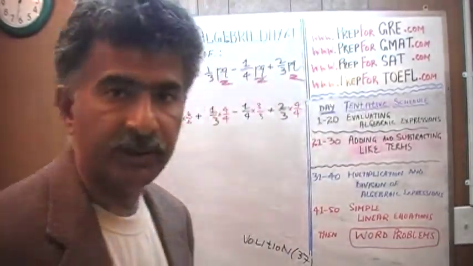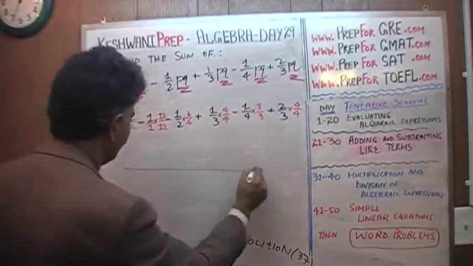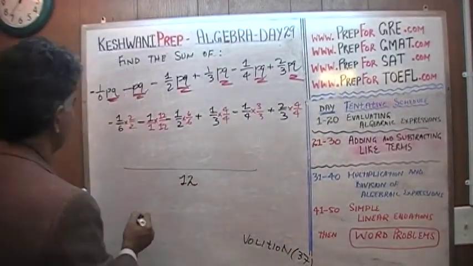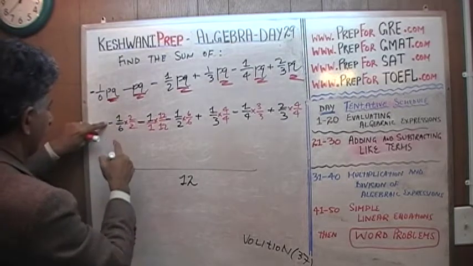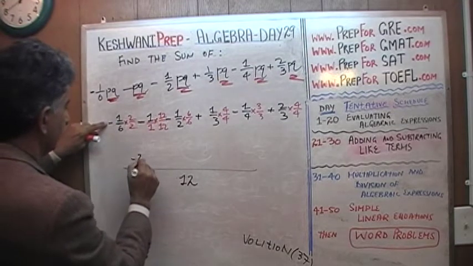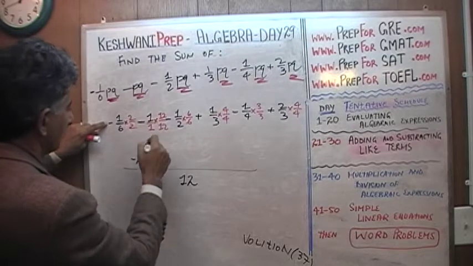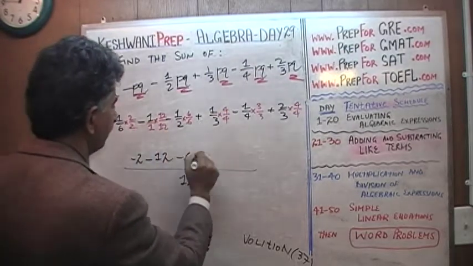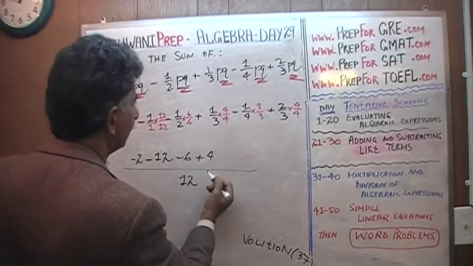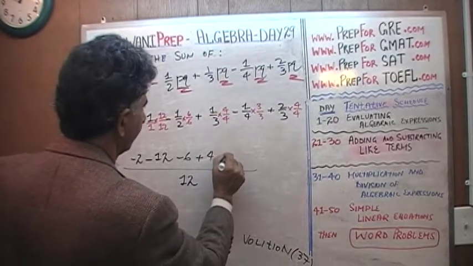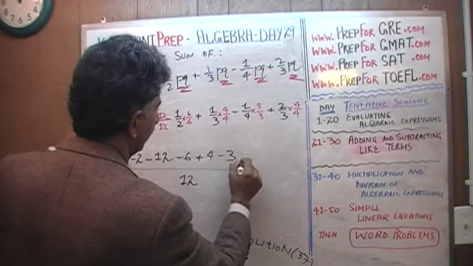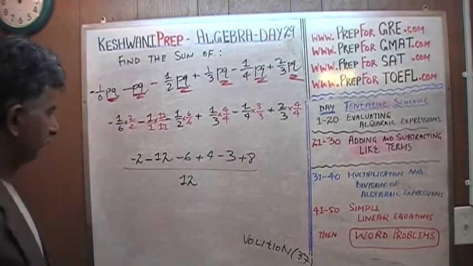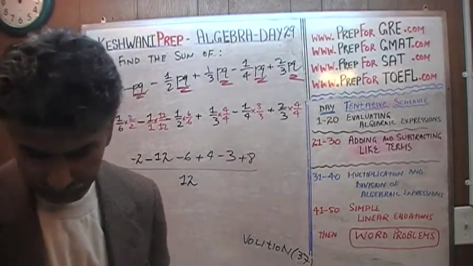All we have to do is simply add up the top. So here is your 12. So here 1 times 2, which is negative 2. Negative 1 times 12, which is negative 12. Negative 1 times 6 is a negative 6. Positive 1 times 4 is just a 4. Negative 1 times 3 is just a negative 3. And 2 times 4 is 8. That's what it is, whatever that turns out to be.